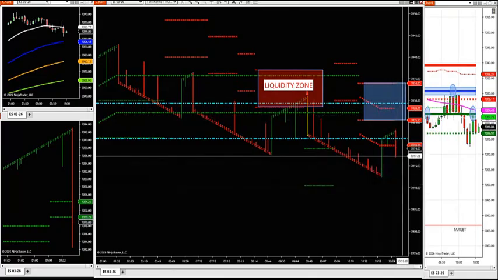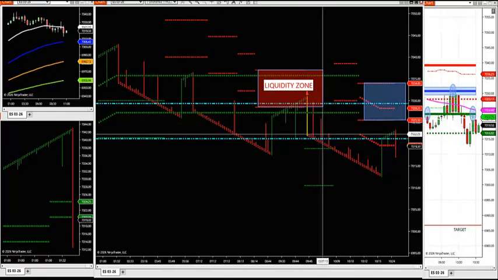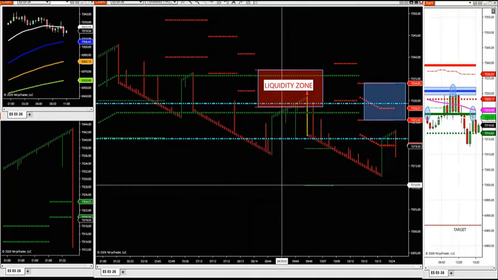All right. Always trade what you see, not what you think. But that's how you marry up market profile with liquidity grab zones. All right. Let's get some ticks. Any questions, let me know.